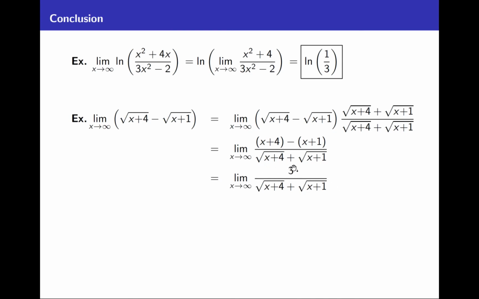And notice we have a finite value of 3 on top. But the square root of x plus 4 and the square root of x plus 1 are getting bigger and bigger and bigger as x goes to infinity. So this quotient is approaching 0. So our answer to this limit is 0.